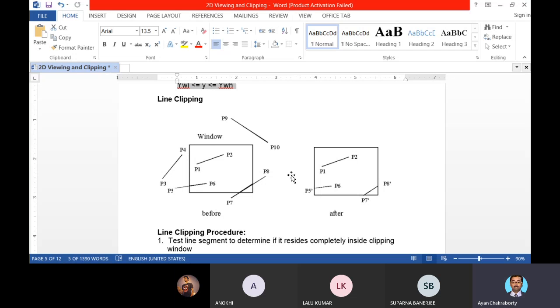P7 and P8, both the points are outside the window, but we can see here that this straight line is passing through the window frame. So some portion of the straight line will be inside the window and also visible to the viewer. And for P9 and P10, again both of these endpoints are outside the window, but we can't say whether the whole straight line is completely invisible or not. We need another checking. So what is that checking?